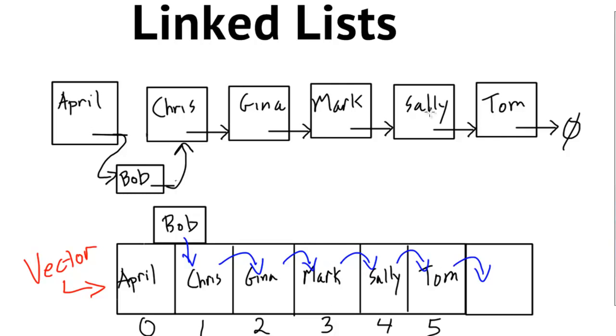Whereas in the case of the linked list, we would have to start here at April and follow these links through Bob, through Chris, through Gina, and then finally get to Mark.